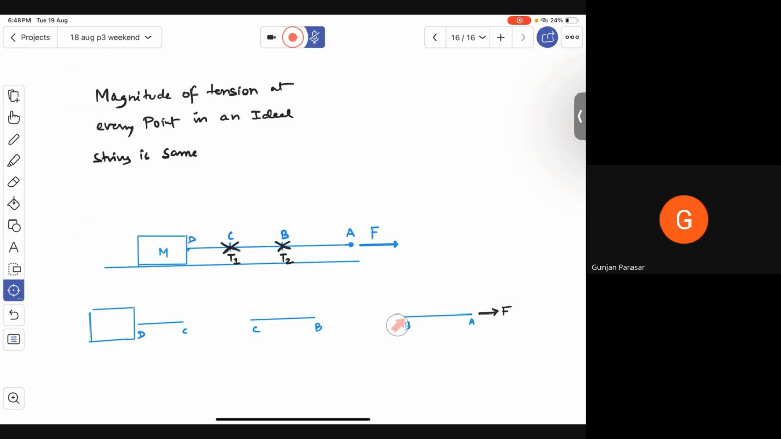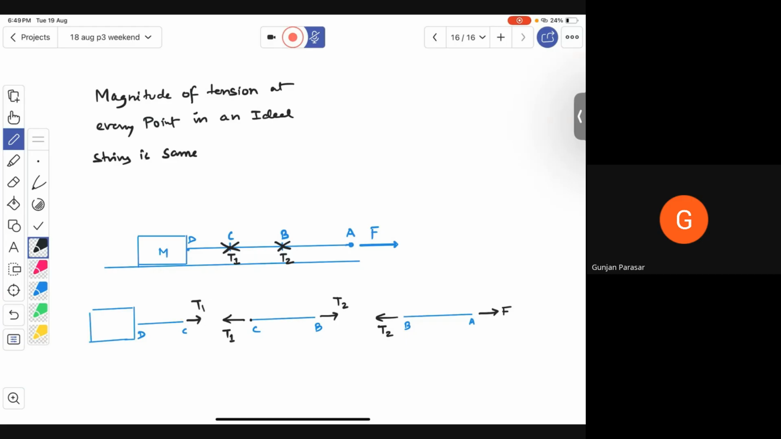So either it can act along the horizontal rightward or leftward, but it should be a force which is tensile in nature. So the only way it can be tensile is if it acts leftward. So T2 must be acting leftward, and its reaction on BC must be acting rightward. Same way here at point C, the tension T1 can act leftward or rightward, but it should act in a manner that it is tensile in nature. So this way, and its reaction this way.